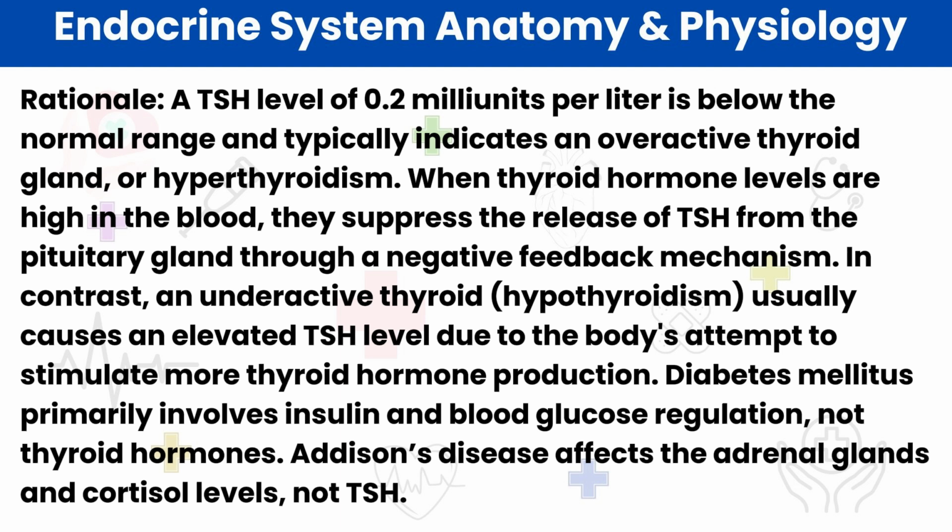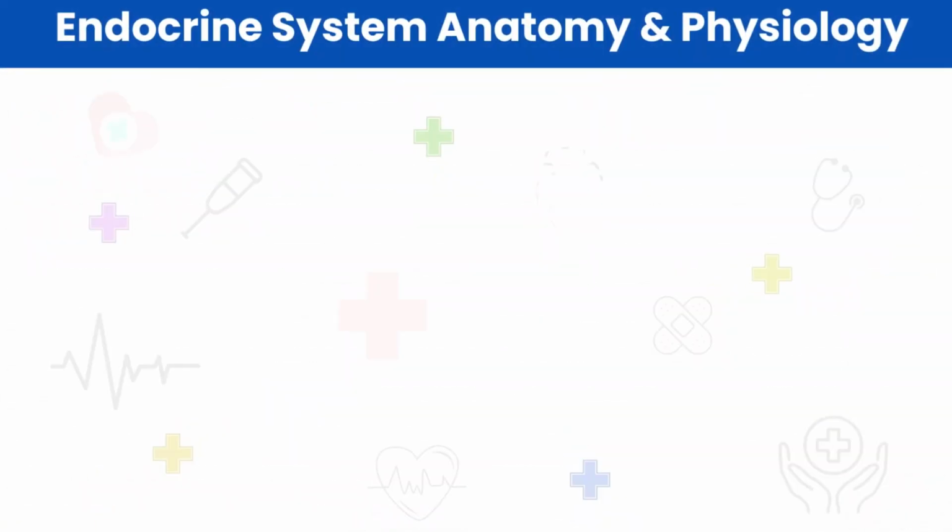In contrast, an underactive thyroid, hypothyroidism, usually causes an elevated TSH level due to the body's attempt to stimulate more thyroid hormone production. Diabetes mellitus primarily involves insulin and blood glucose regulation, not thyroid hormones. Addison's disease affects the adrenal glands and cortisol levels, not TSH.